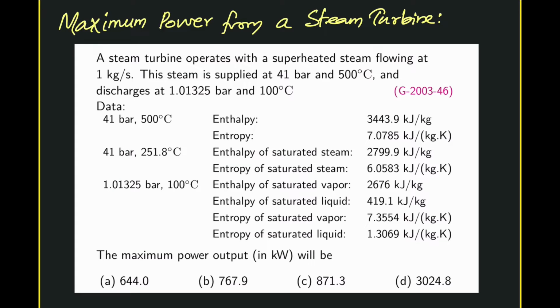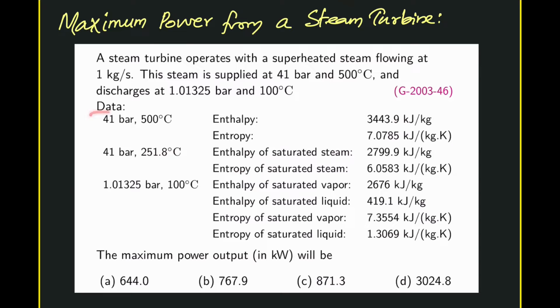This problem is about finding the maximum power from a steam turbine. The problem statement is: a steam turbine operates with superheated steam flowing at 1 kg per second. This steam is supplied at 41 bar and 500 degrees Celsius and discharges at 1.01325 bar and 100 degrees Celsius. This was asked in GATE Chemical Engineering in the year 2003.